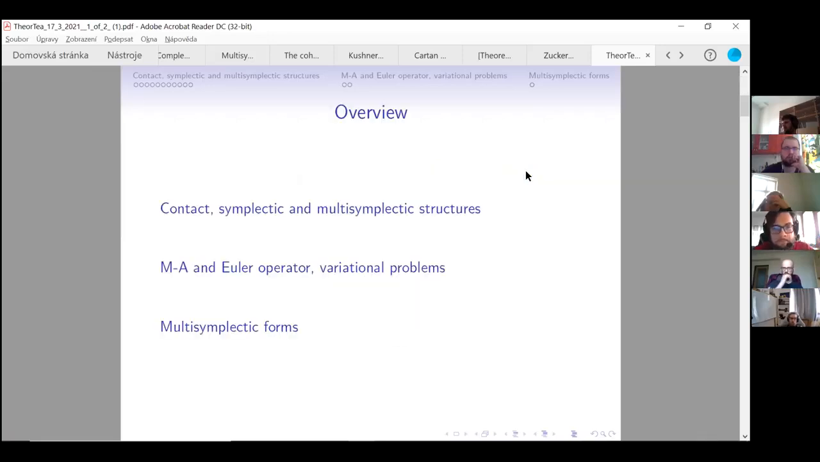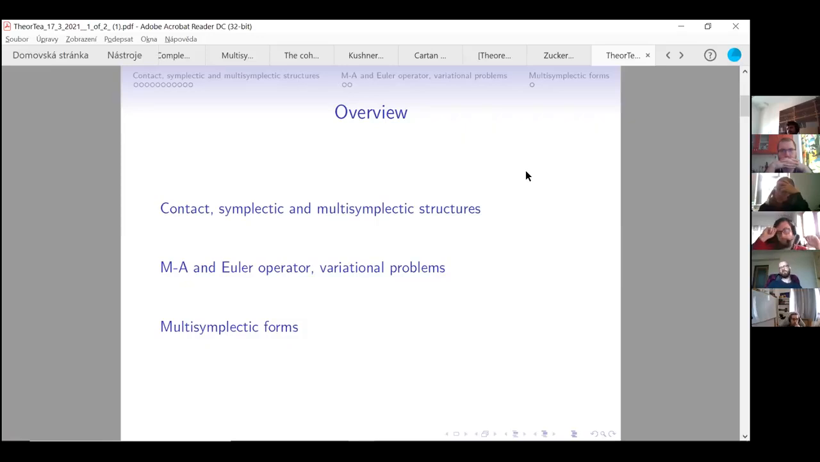Okay, so today's overview: contact, symplectic and multisymplectic structures. The multisymplectic structures will be defined very briefly, just the definition of the notion of multisymplectic form at the very end. And maybe we'll be dealing with symplectic structures, but the generalization is very straightforward, as we will see. And then we will see what kind of tools we can develop using the contact and symplectic geometry.